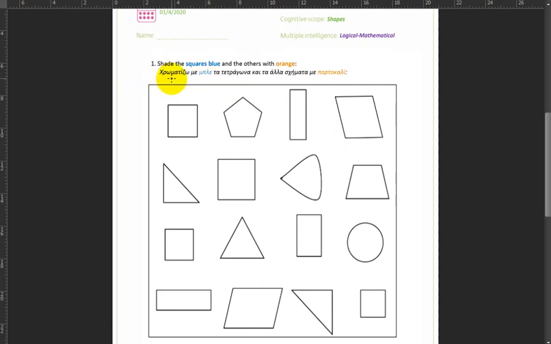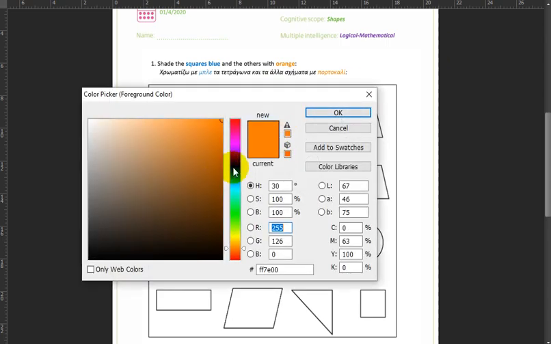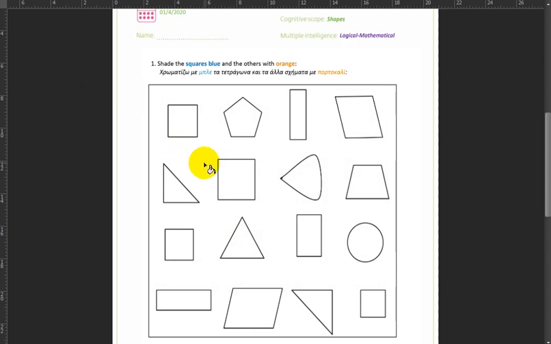First exercise says shade the squares blue and the others, as in the other shapes, orange. So let's get our blue. We're going to start by doing the squares. So let's find our squares. Is this a square? Well, it has 1, 2, 3, 4 equal sides. You can see that all the sides are the same, and 4 equal angles. So yeah, this is a square.